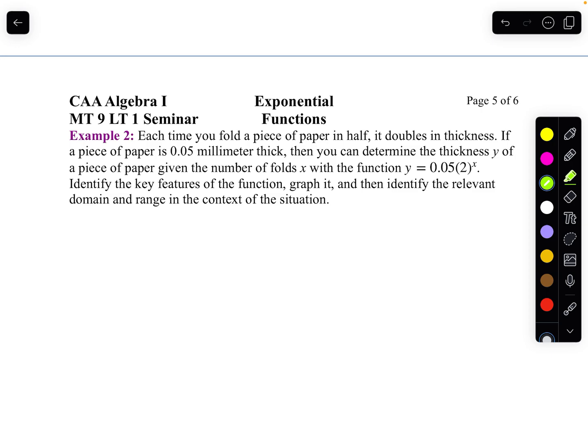First off, when we're talking about is it growth or is it decay, look at your b value. My b value is bigger than 1. So I know this is exponential growth.